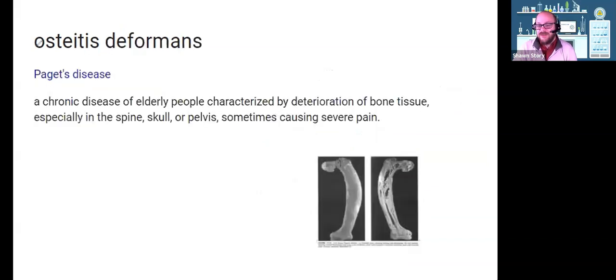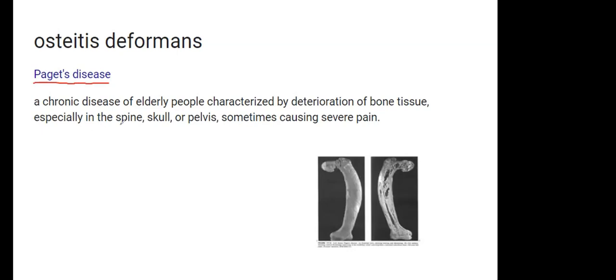All right, and then our next one, osteitis deformans. Trifana, would you like to read this one for us? It's also known as Paget's disease. Okay. A chronic disease of elderly people characterized by deterioration of bone tissue, especially in the spine, skull, or pelvis, sometimes causing severe pain.